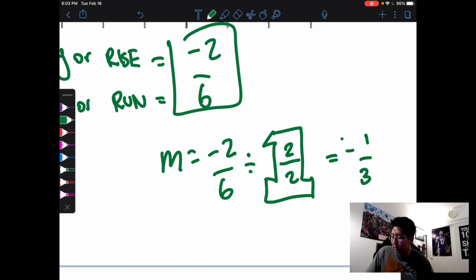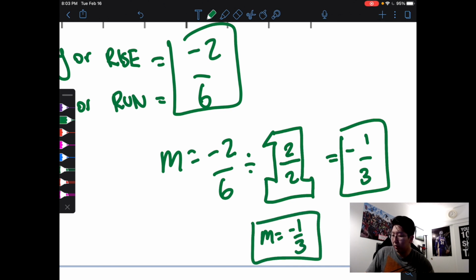-2 divided by 2 is -1, and 6 divided by 2 is 3. So here's my final answer: m equals -1/3. And so if I give you a slope now that's a fraction, hopefully you know that you're going to rise -1 and you're going to run 3.